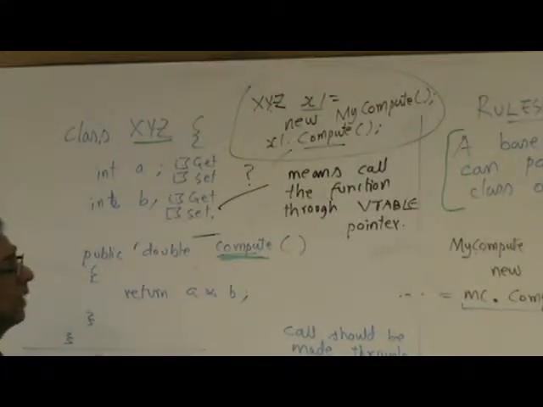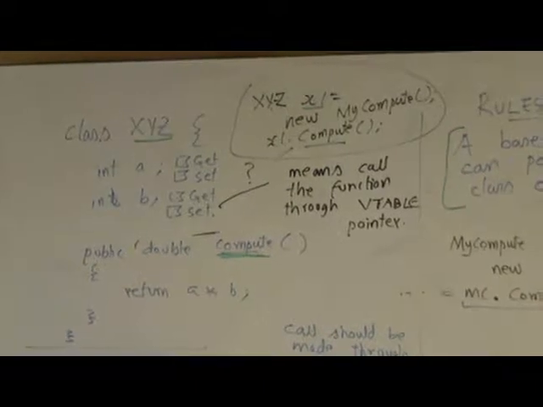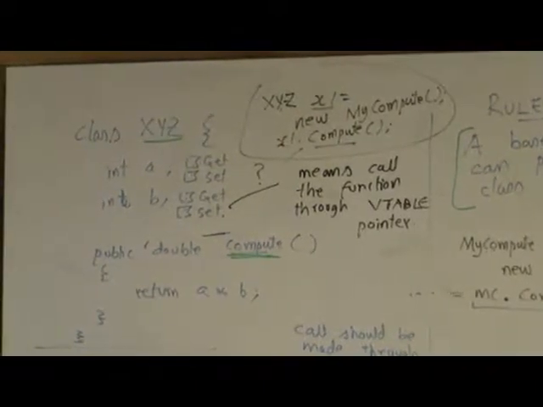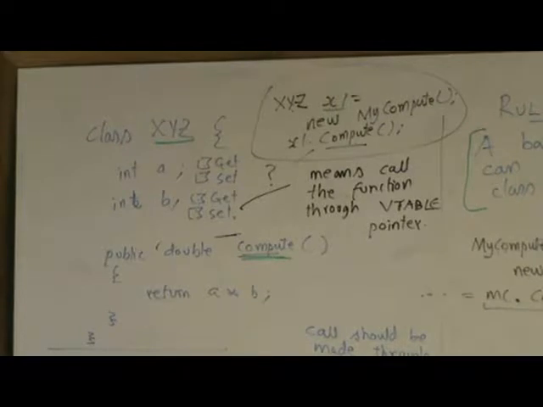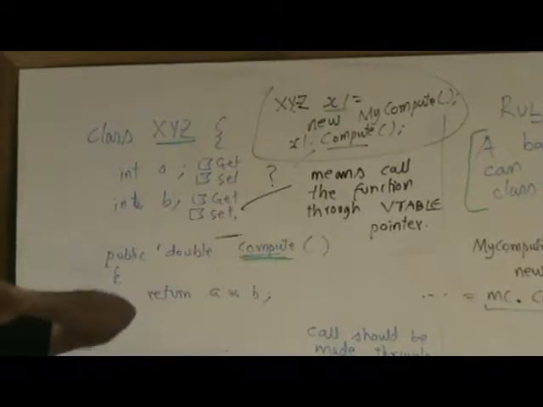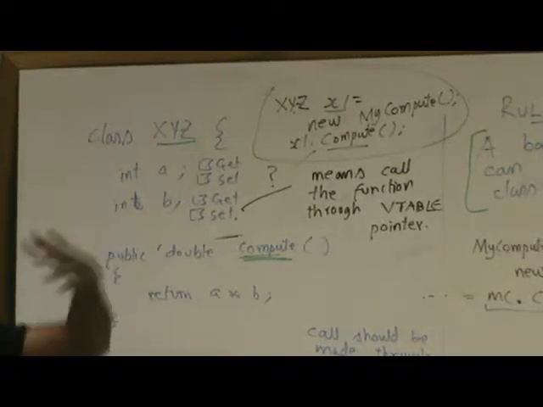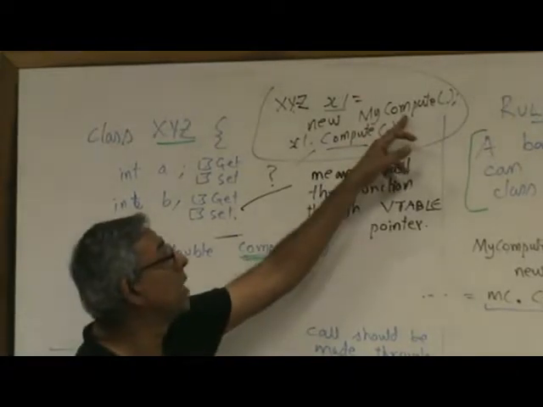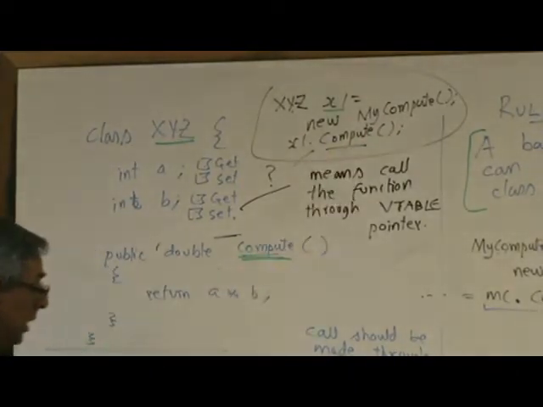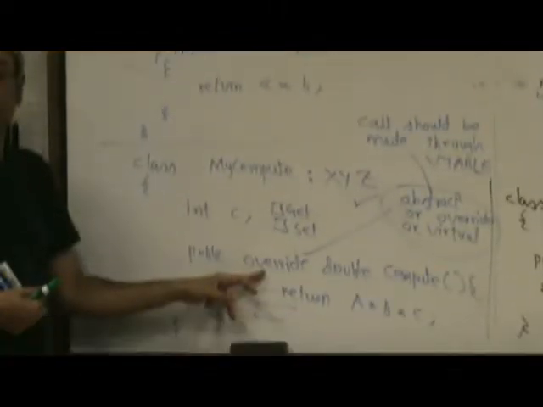Stored at address 7000, the compiler will simply generate the code to call the function at 7000. Okay? So what's the benefit of that? The benefit is the code will run pretty fast because it will directly go to the function and make the call. What's the danger of that? The danger is that, in this case, it's calling the wrong function. The programmer actually allocated my compute, so it should be this one that gets called, right?